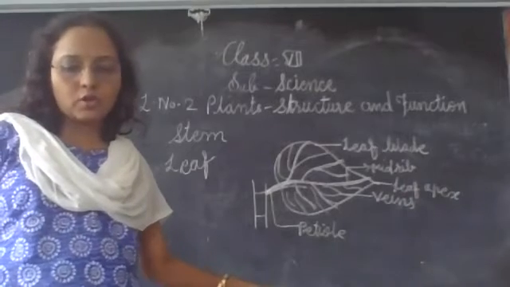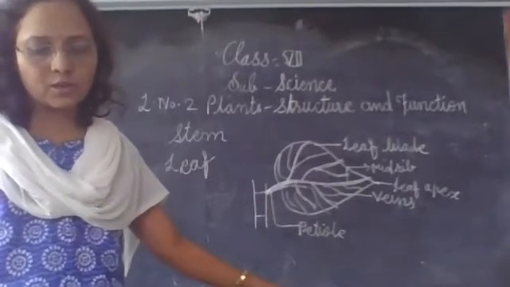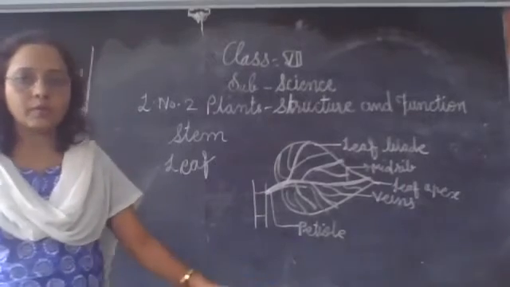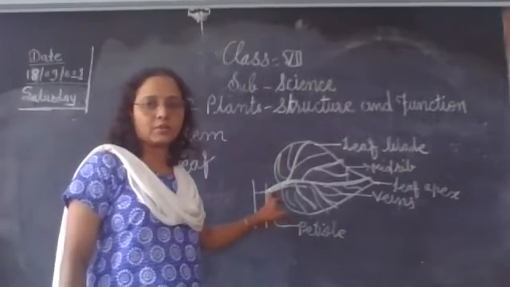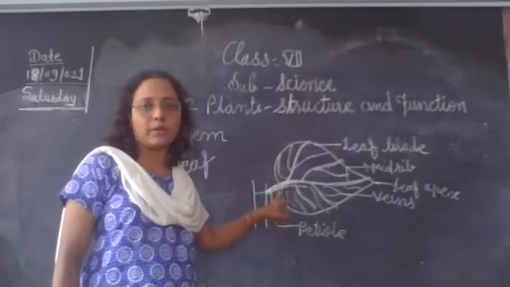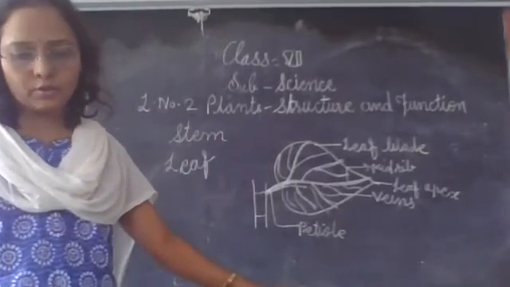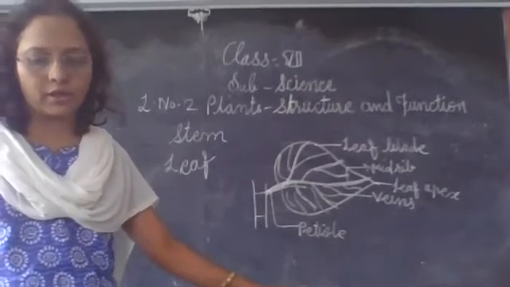Leaves of some plants have a stalk. Leaves of some plants do not have the petiole. In some plants, the leaves come out directly from the stem. In some plants there is a petiole, in some plants the petiole is absent.